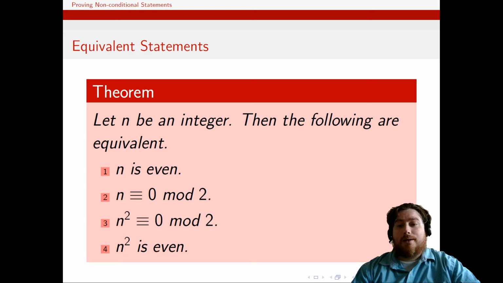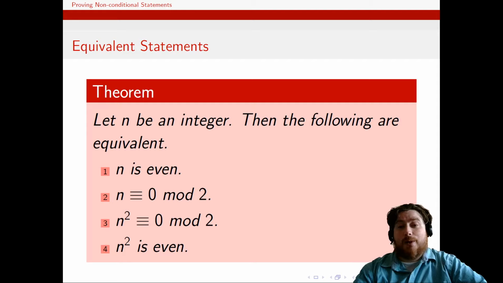The next type of theorem that we're going to look at is: let n be an integer, then the following are equivalent. We have n is even, n is congruent to 0 mod 2, n squared is congruent to 0 mod 2, and n squared is even. So the difference here is that we have 4 equivalent statements.